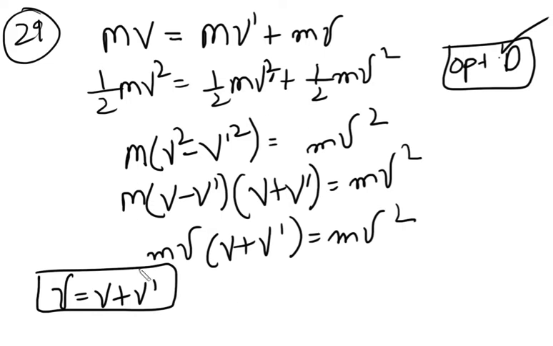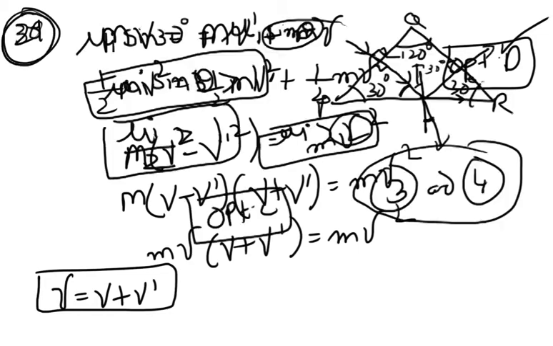So we get a relation: m into v square minus v prime square is m nu square. We can simplify this, because we know m into v minus v prime is m nu. So we substitute directly m nu here. So m nu into v plus v prime is m nu square. So nu is equal to v plus v prime. That is the v plus v prime relation. So option D is the right choice. Moving on to question number 30.